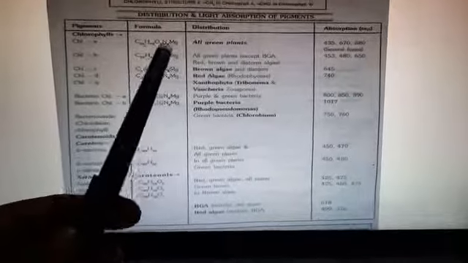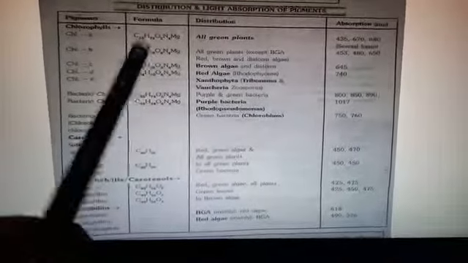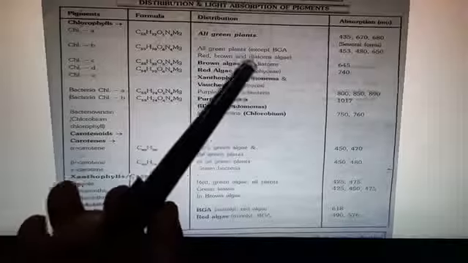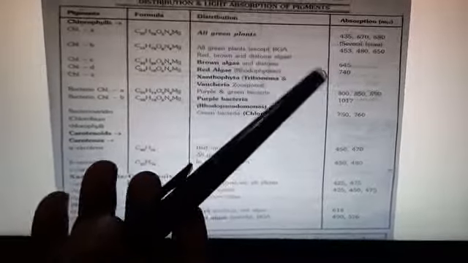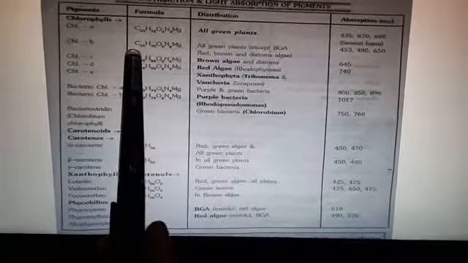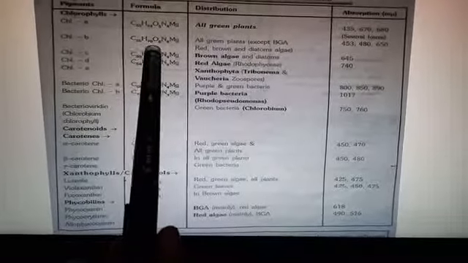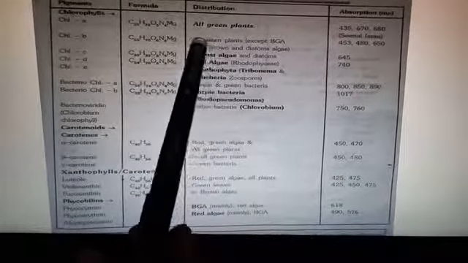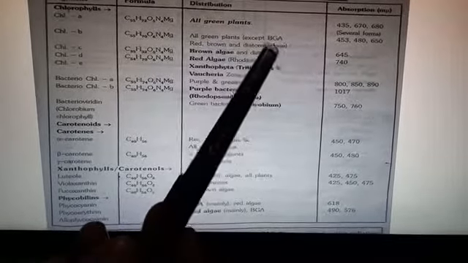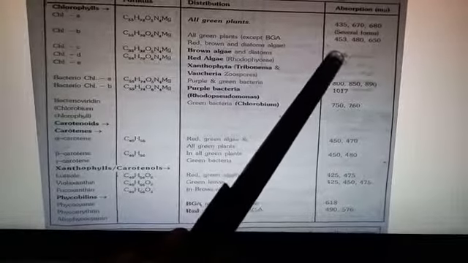And now we come to the chlorophylls. Chlorophyll A has the formula C55H72O5N4Mg. It is found in all green plants, and the absorption maxima is 436, 670, 680. And chlorophyll B has the formula C55H70O6N4Mg. It is found in all green plants except red, brown algae and diatoms, and blue-green algae, and the absorption maxima is 453, 480, and 650.